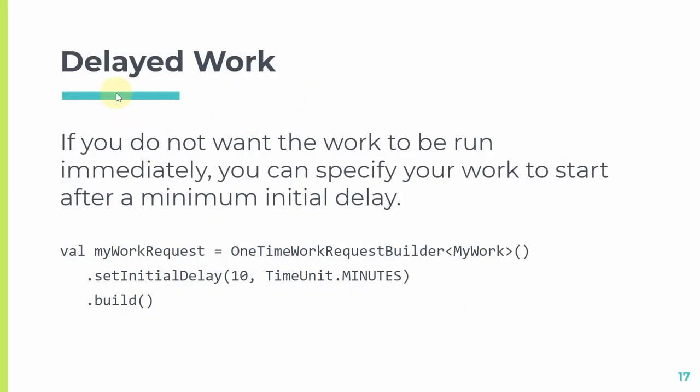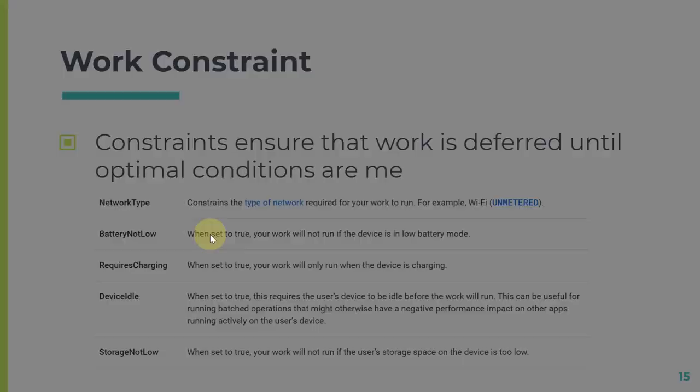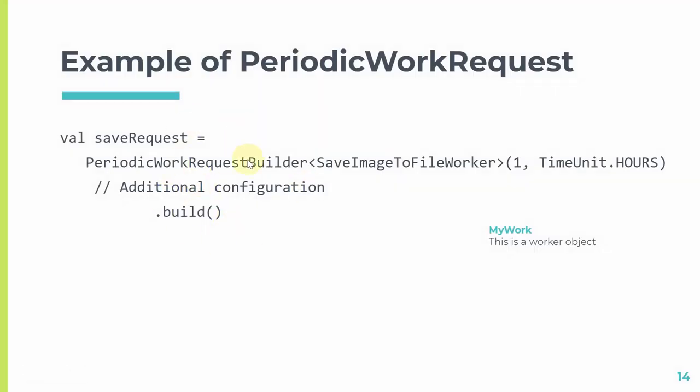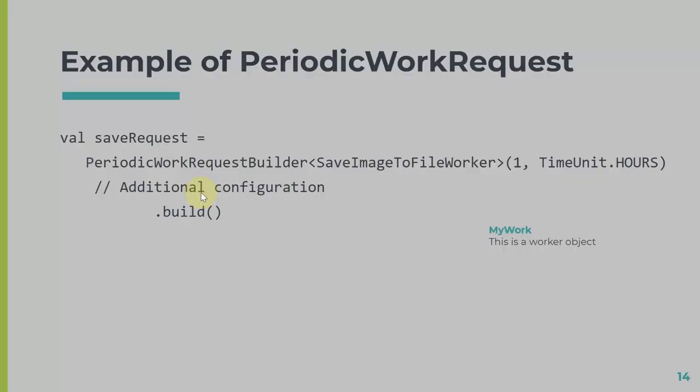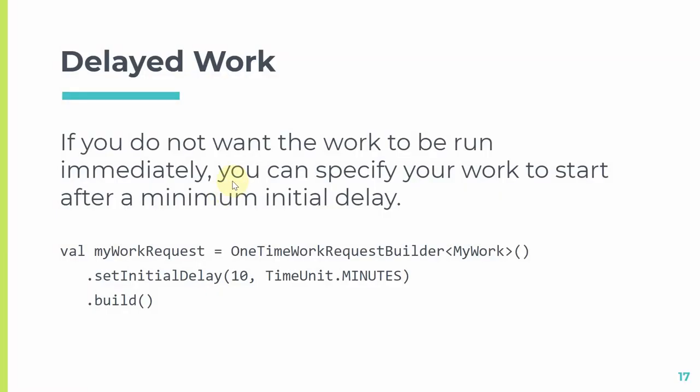Next, how to create a delayed work. Previously, as you can see in the previous example, the one-time request here will run immediately. There is no delay at all. If you want to add a delay that prevents it from running immediately, you can define the setInitialDelay configuration, and you can use different time units, either minutes, seconds, hours, milliseconds, and so on. For example, here this is a one-time work request, and it is delayed 10 minutes. So this request will be triggered 10 minutes after it's deployed.